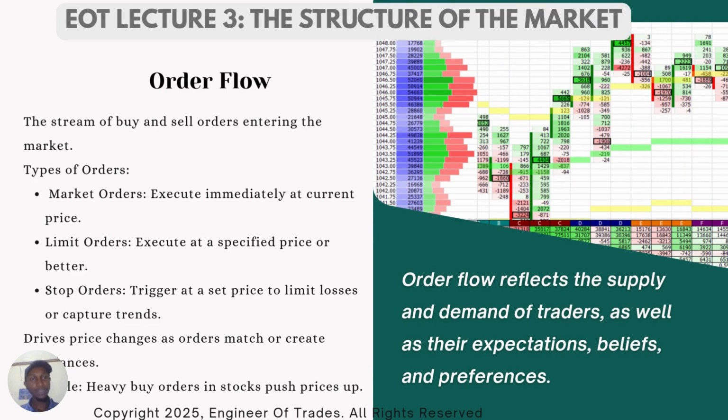Moving forward, we have order flow. Again, what we are looking at are things to help us understand the structure of the market. And this is the second component, okay? Order flow. From the very mentioning of the word order flow, we can derive the meaning from there. It is a flow of buy and sell orders entering the market. These buy and sell orders are classified in 3 categories. We have market orders, limit orders, and stop orders.